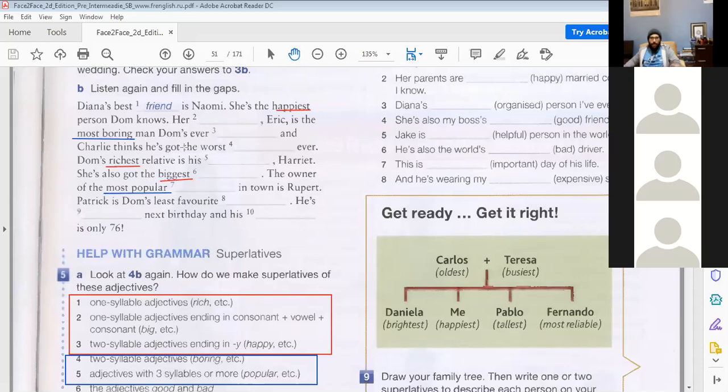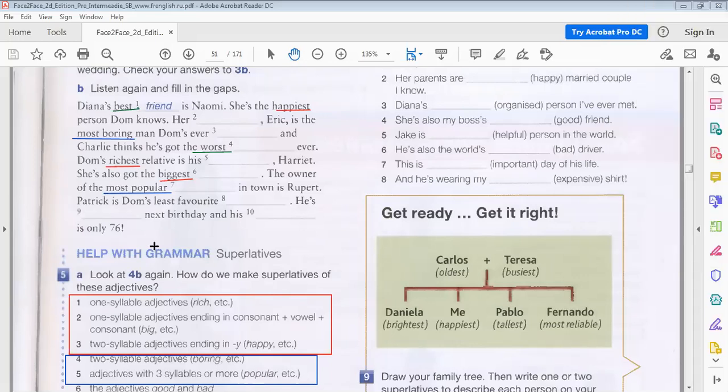So best, where's best? Do we have best here? I can see worst. I don't think we have best here. Best friend? Diana, best. Yes, number one, in the beginning. Yeah, Diana's best friend is Naomi.